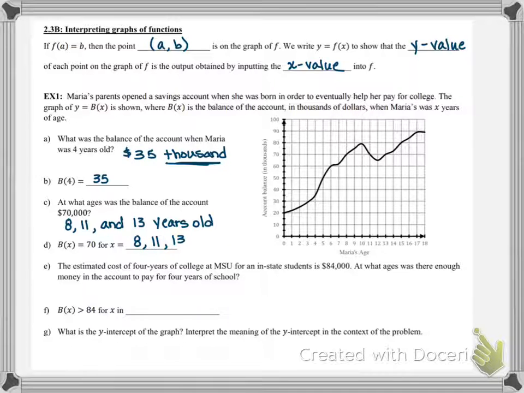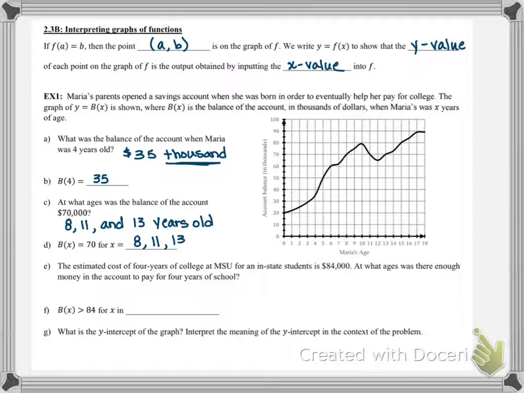Okay, so apparently the estimated cost of 4 years of college at MSU for an in-state student is $84,000, which is shocking to me. But I guess probably not to you guys, because your whole lifetime it's been this horribly expensive to go to college, right? Like, that's apparently not even expensive.